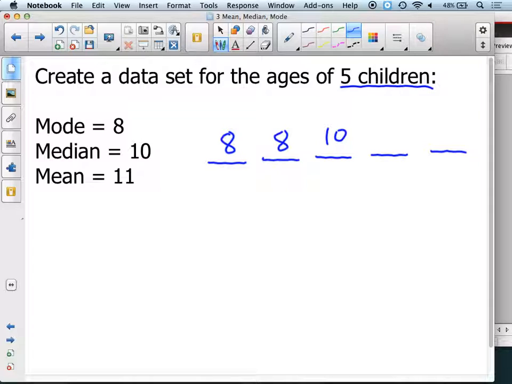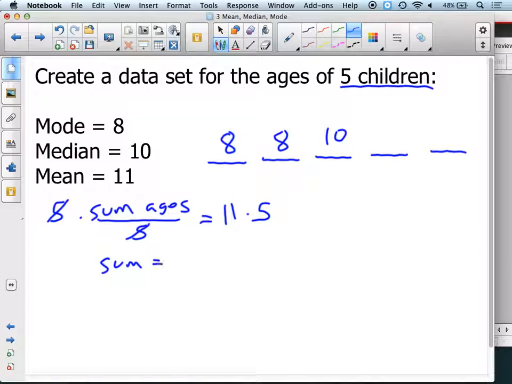Now the mean is 11. How are we going to play with that? Well, let's think. If the mean is 11, that means if we added up all 5 of those ages and divided by 5, the sum of the ages divided by 5 has to equal 11. Well, this is an equation that we can solve. What if we multiply both sides by 5? That's going to cancel the 5s over there because the opposite of dividing by 5 is multiplying by 5. So I know that the sum of their ages has to be 55.